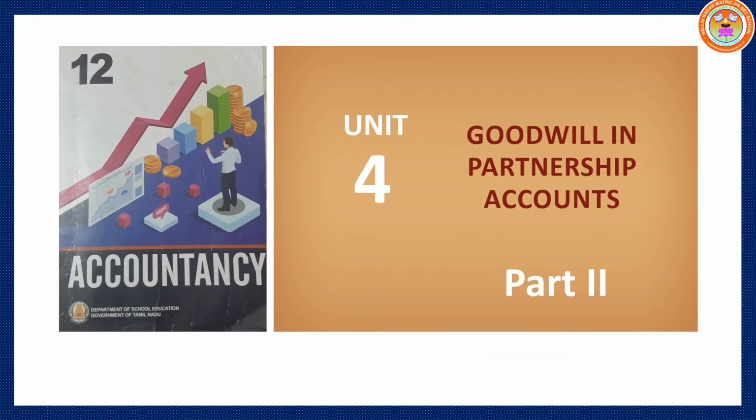Hello everyone. Last class we discussed methods of valuation of goodwill. There are three methods: average profit method, super profit method and capitalization method. The average profit may be either simple average profit or weighted average profit. Today's session we are going to do sums from these two methods: simple average profit method and weighted average profit method.